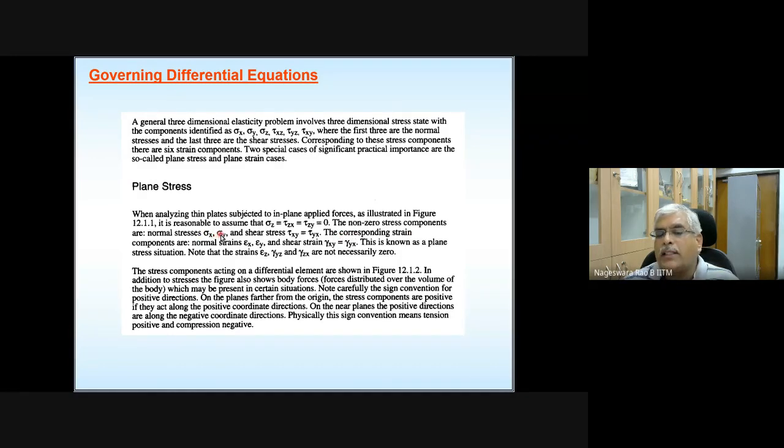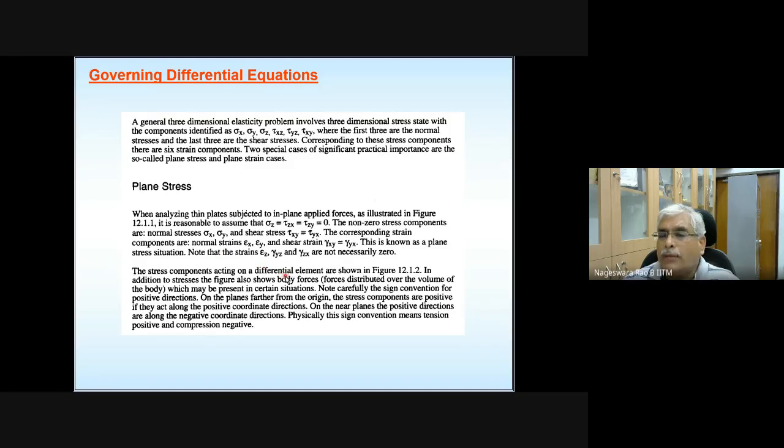Corresponding to sigma x, sigma y, tau xy or tau yx, the strain components are epsilon x, epsilon y and gamma xy or gamma yx. And what about out of plane shear components? Epsilon z, gamma yz, gamma zx. These are the out of plane strain components, but not necessarily 0. That you need to keep in mind. Okay.